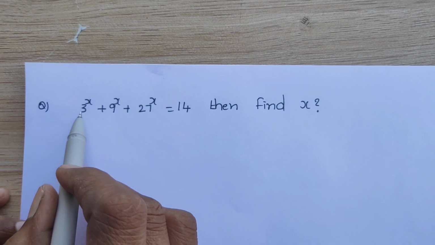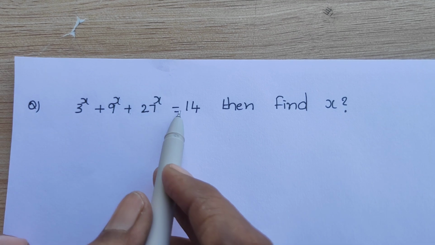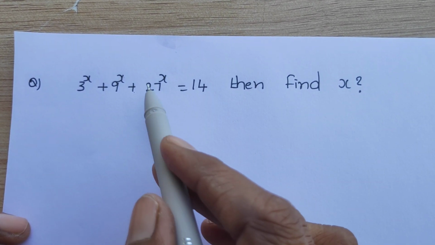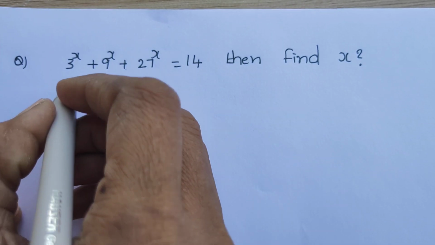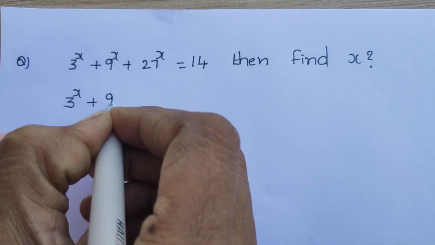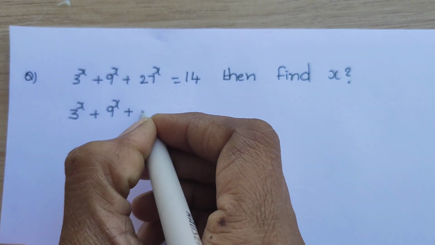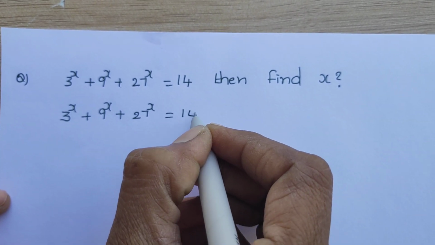Given the problem 3^x + 9^x + 27^x = 14, find the value of x. We need to find the x value from the problem 3^x + 9^x + 27^x = 14.